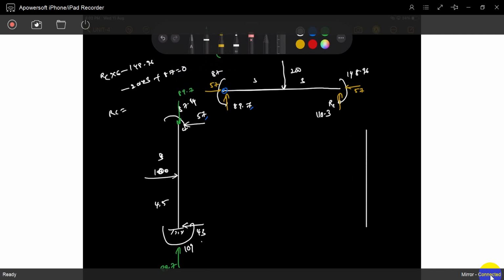I'll write here. So now observe it. What is the moment here? The moment is here 148. Again it's 148. 148.96. So this moment is 135.97 anti-clockwise. This is a negative moment.